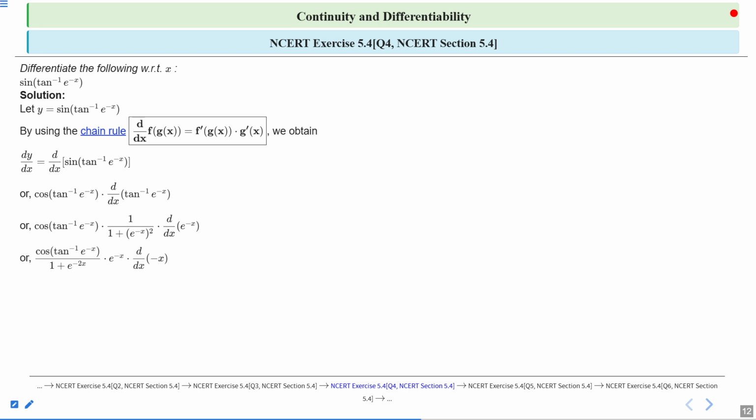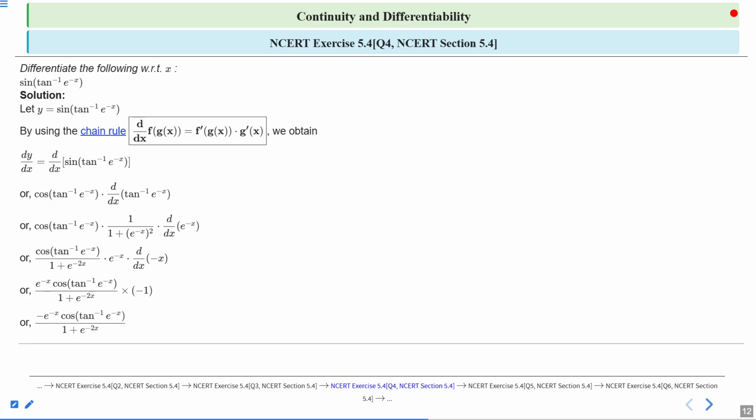Or we can say that it is equal to cos of tan inverse e to the power minus x upon 1 plus e to the power minus 2x into e to the power minus x into d upon dx of minus x, or e to the power minus x cos of tan inverse e to the power minus x upon 1 plus e to the power minus 2x into minus 1. Clear? Or we can say that it will be equal to minus of e to the power minus x cos of tan inverse e to the power minus x upon 1 plus e to the power minus x. Got it?